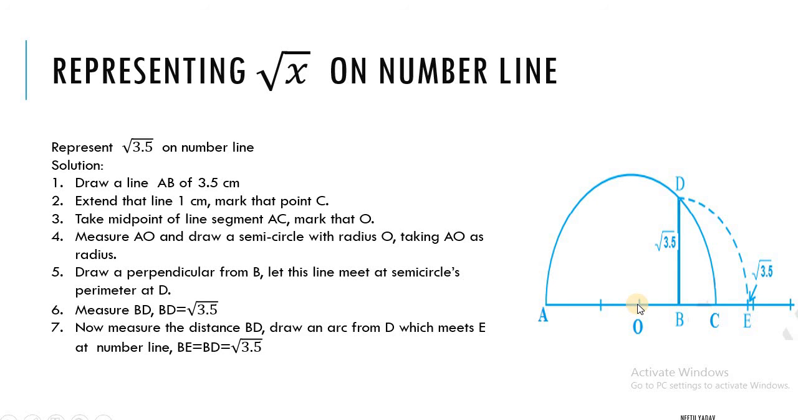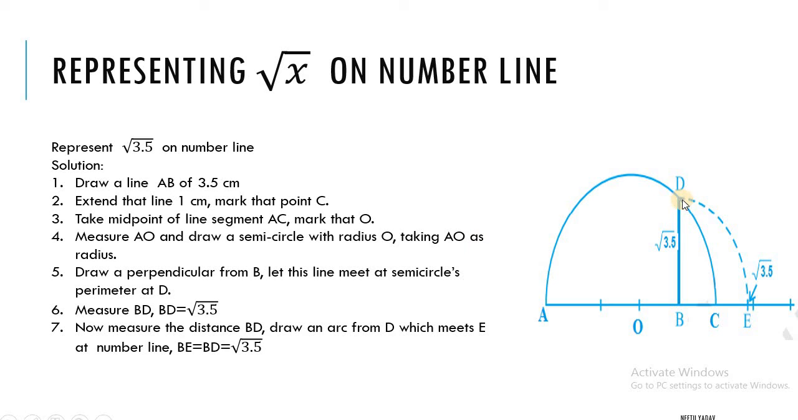Now for the next step, at point B you have to draw a perpendicular line here. That means with this reference line, the line BD makes a 90-degree angle. You can do this with the help of protractor. Put your protractor here, this is your reference line, and make the point for 90-degree angle and join the line BD up to the circumference of the semicircle only. Now this length, this BD is actually root 3.5.